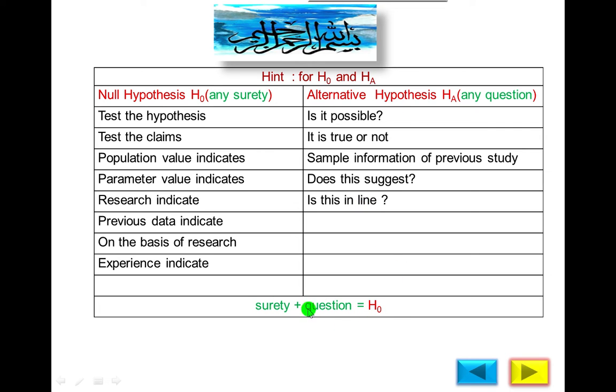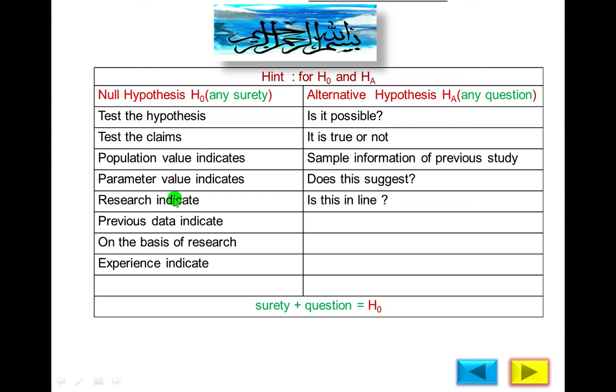If both are given, surety with a question, suppose the question is, is it in line with the manufacturer's claim, the average weight will be equal to this. So question and surety both represent the null hypothesis. Okay. So this is the hint for the null hypothesis and alternate hypothesis.